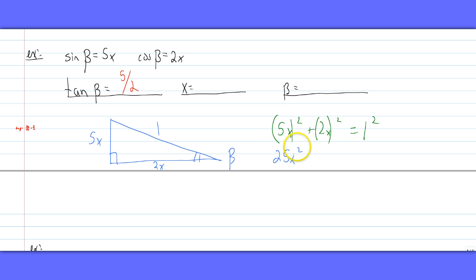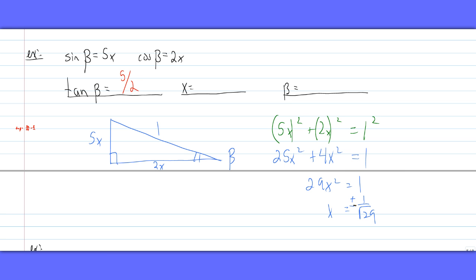If we start evaluating this out, it's 25x squared plus 4x squared equals 1. 29x squared equals 1. X squared equals 1 over 29, but then we square root both sides. So x equals plus or minus 1 over the square root of 29. Whenever you're solving an equation and you take the square root, you have to put the plus or minus in there.